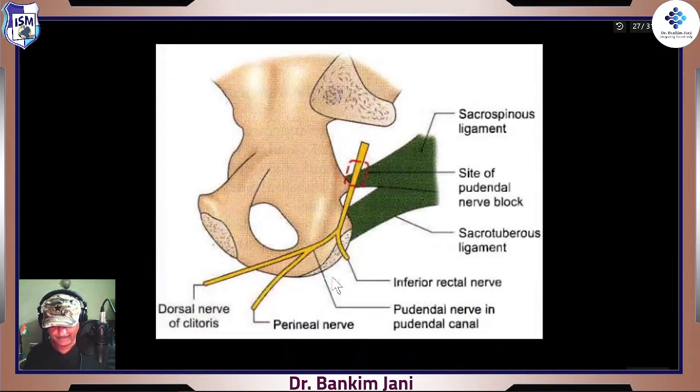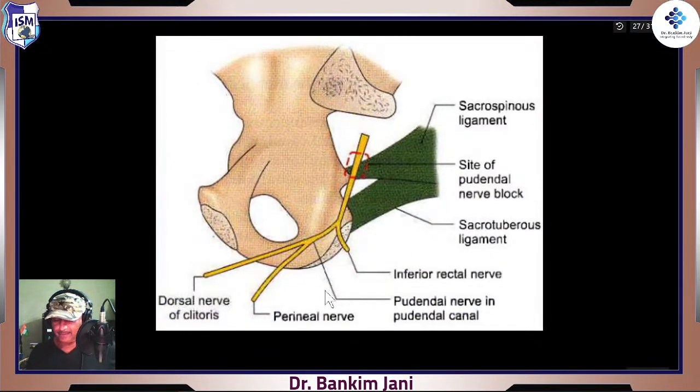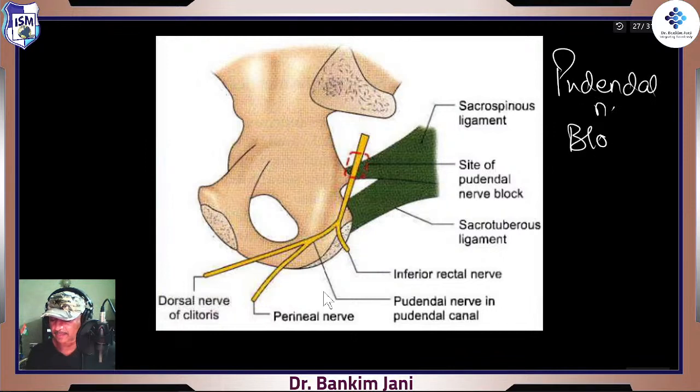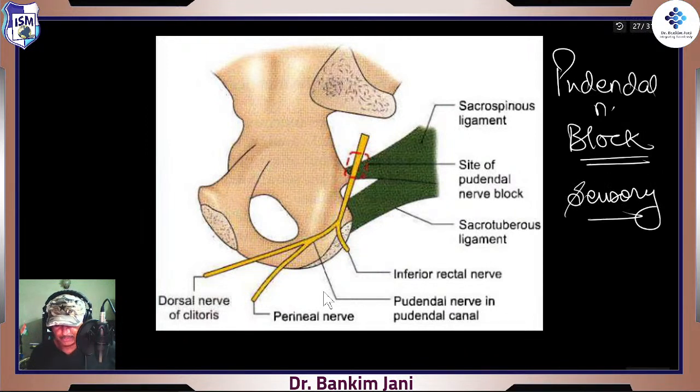And finally, this is what is called the pudendal block. It is called the pudendal nerve block, used in any of the vaginal operations, because this is sensory. So that's the location of the pudendal block. That is the site for that block.